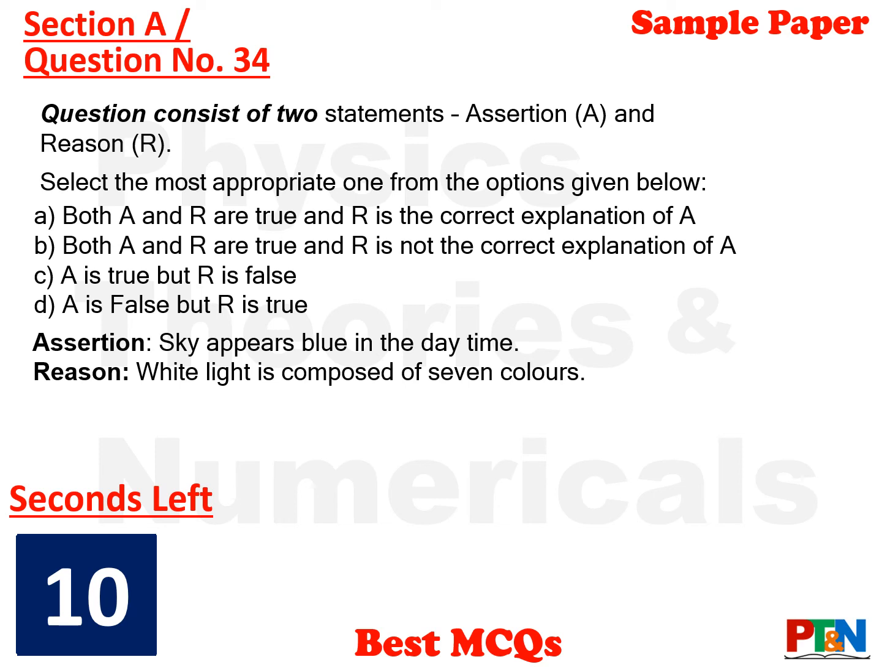Next one, question number 34. It is assertion reason type question. So two statements have been given. One is assertion, second is reason. You need to find out whether both of them are correct, and reason is the true reason for the assertion, or both of them are true but reason is not the correct explanation of A. Option C, A is true, R is false, and option D is A is false, R is true. 10 seconds time for you. Your time starts now.